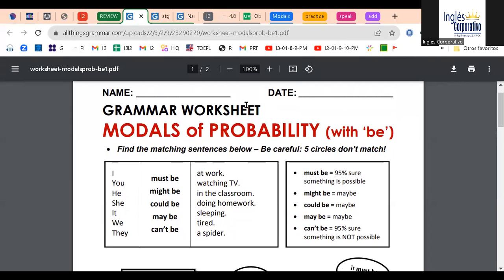So here we have some exercises. Can you see that? Can you see modals of probability? Yep. Hello, yes. Okay. Just a check. Thanks.